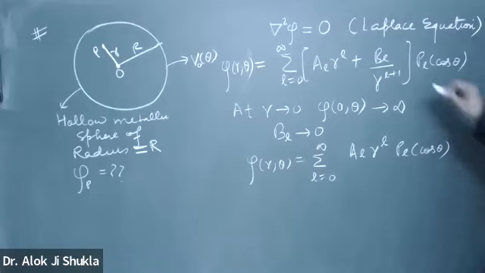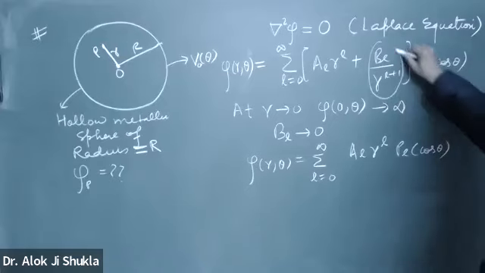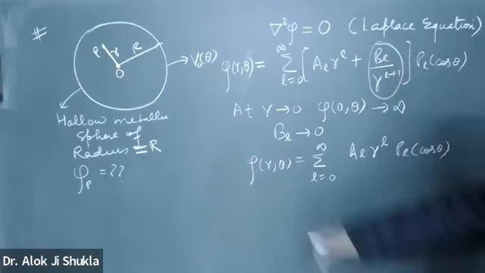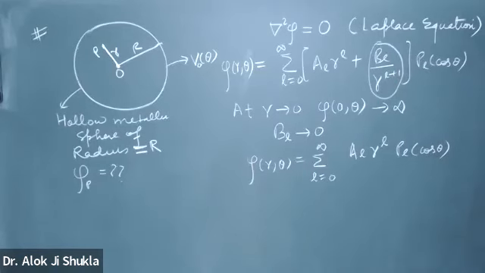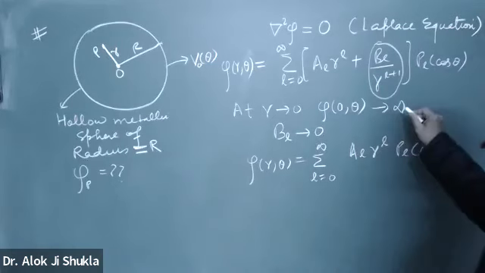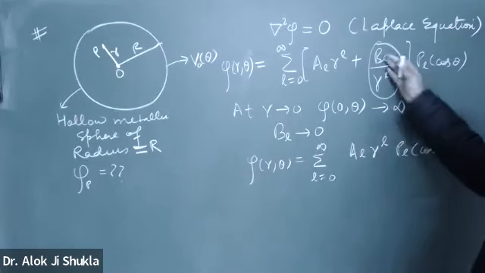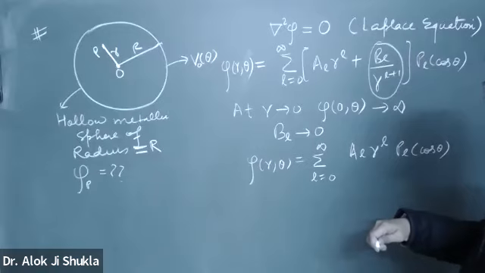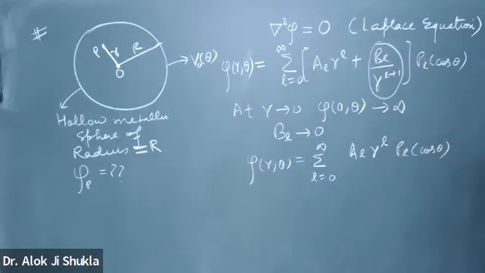So this term creates a problem at r equal to 0, which means this term will not remain at all. This is the need of the boundary condition. So the boundary condition suggests that since it is becoming infinity at 0, we should remove this term. This term should not exist because our potential cannot be infinite at the center. Did everyone understand?